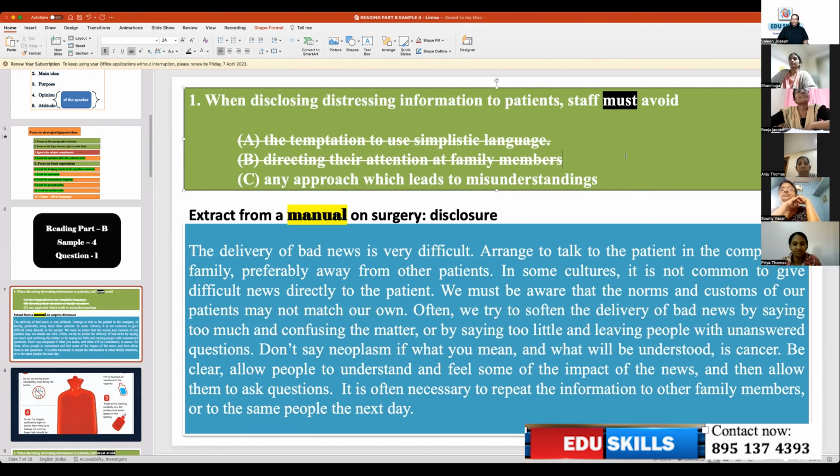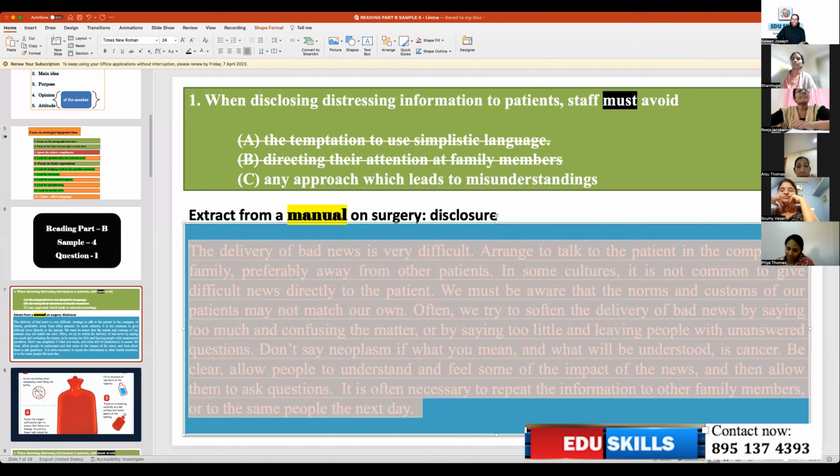But from our general knowledge, you have to use simple language so that they understand. And secondly, you should not direct your attention to somebody else. You should concentrate on them, look at their eyes, and be empathetic and speak to them. So let's now listen to this one and try whether our prediction is correct, just for seeing.